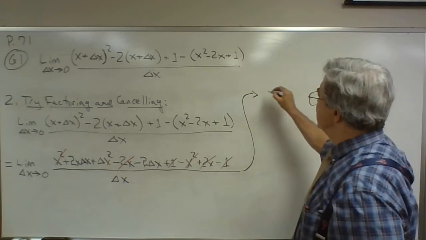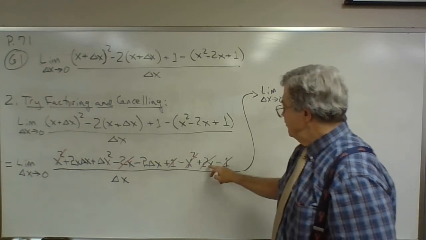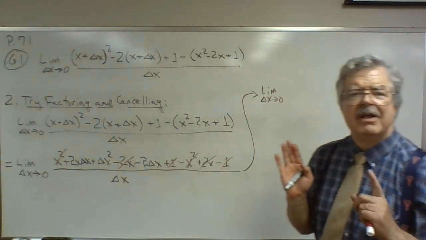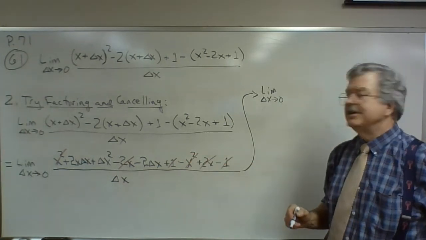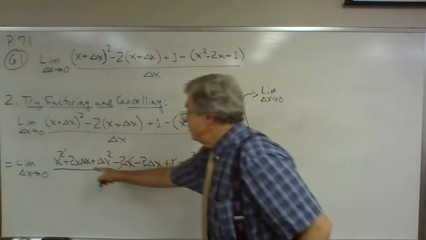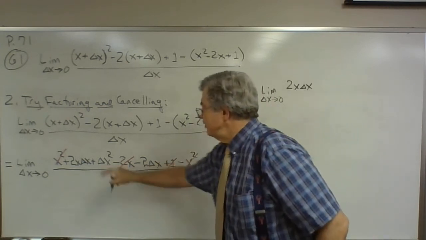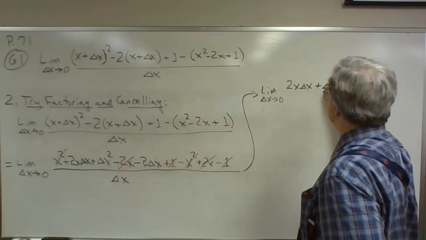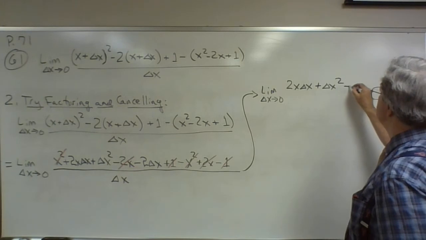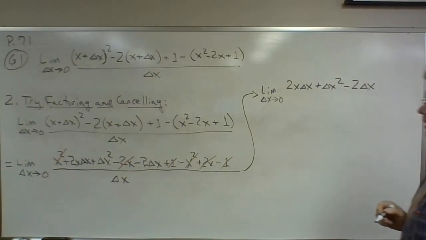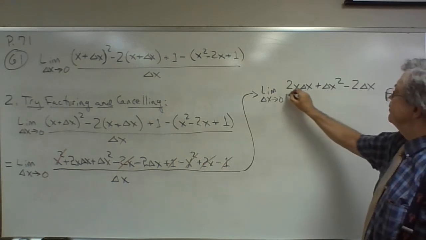Now, what's significant about this? Let me rewrite it, removing all of the dead soldiers here, and let's clear out the rubble and see what's left, and see if we see something significant. And we have 2x delta x plus delta x squared minus 2 delta x. Let's see, is that it? I think these are the only 3 terms in the numerator that survive.